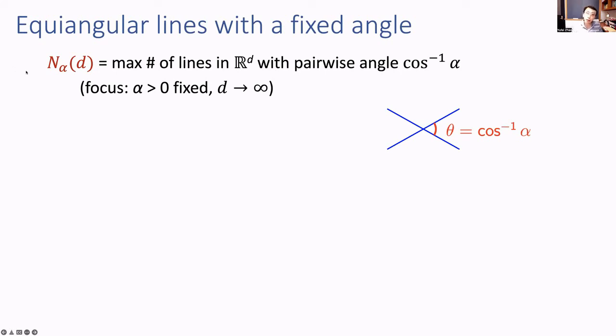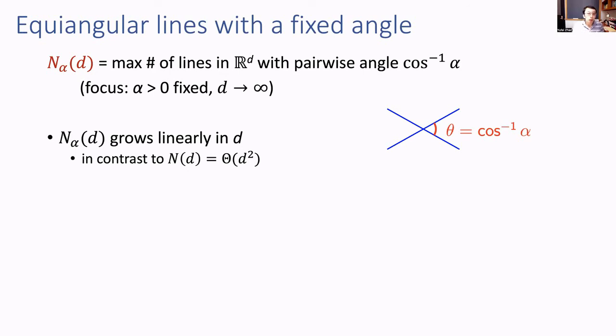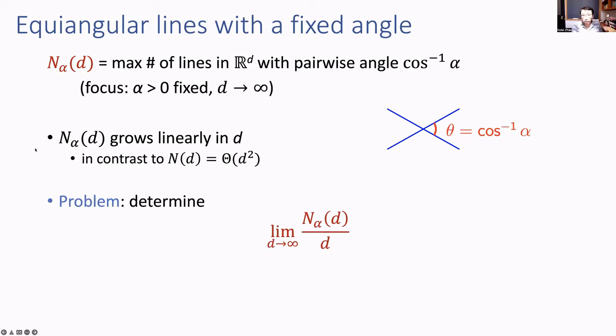And we would like to know what is the maximum number of lines in d-dimensional real space, all passing through the origin with pairwise angle arccosine of alpha. Mainly we'll focus on the regime where alpha is fixed, the angle is fixed, and the dimension goes to infinity. But here's the first surprise. In contrast to the case of unrestricted angles, where the number of lines is quadratic in the dimension, if you fix the angle, the number of lines actually grows linearly in the dimension. So there's a pretty big contrast between this problem with fixed angle versus unrestricted angle. Given that, a natural problem is to determine this limiting ratio, the factor in front of the linear growth.